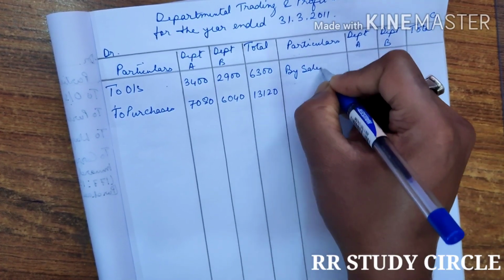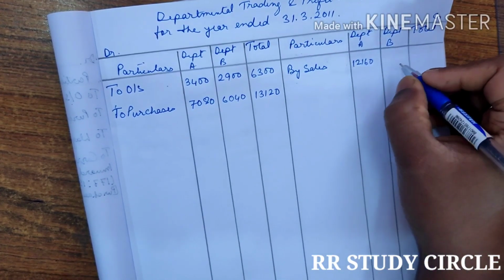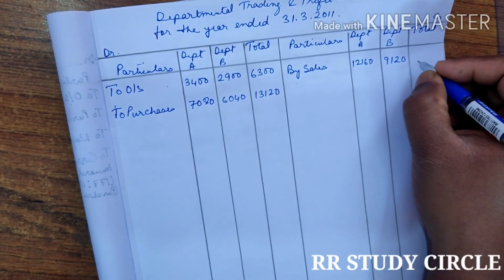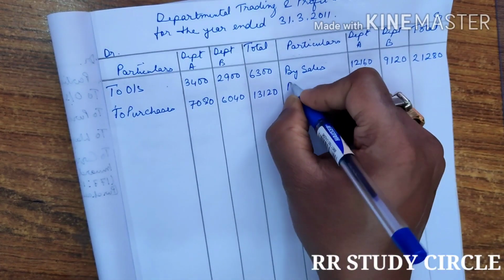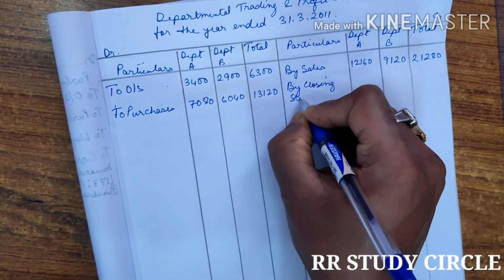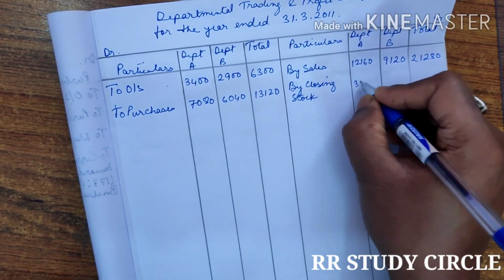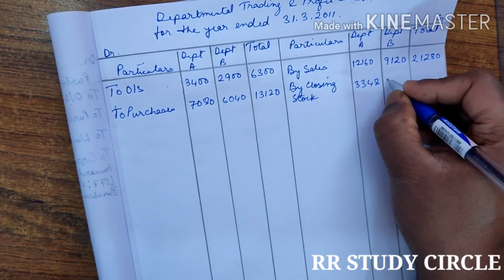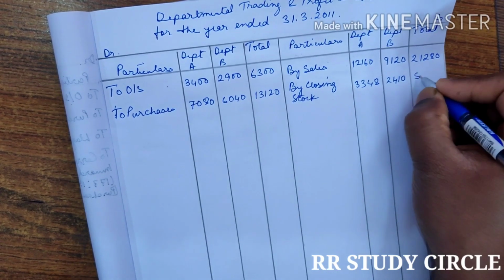By sales you can write 12160 and 9120. It comes to 21280. Next, from the adjustments you will have to bring the closing stock. Closing stock is, for department A, 3348, and department B is 2410. The total comes to 5758.